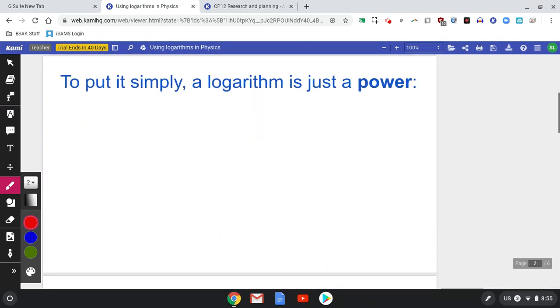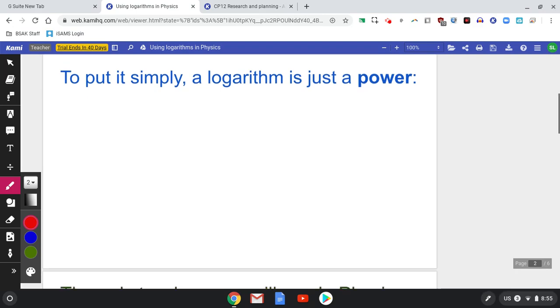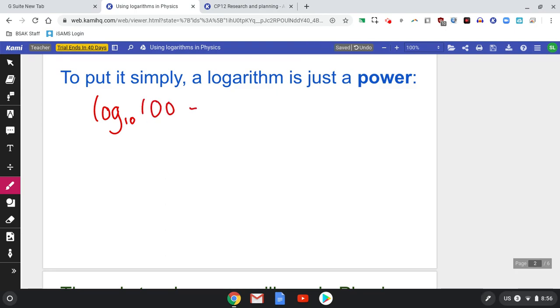Okay, basically, to put it simply, a logarithm is a power. It's as simple as that, really. Okay, it's a power. Let me explain. Now, a logarithm always has a base, and that's subscript. So log, let's go with base 10. Let's keep it simple. The logarithm to base 10 of, let's say, 100 is 2.